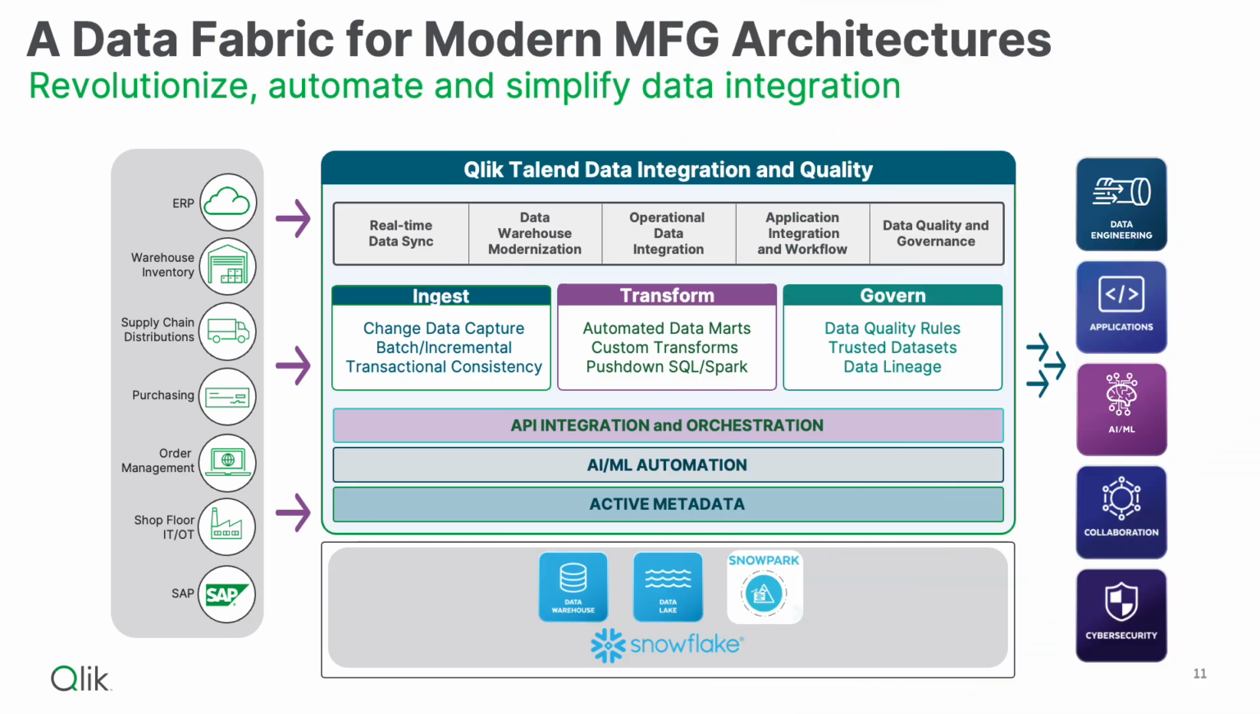Thanks, Tim. Let's go ahead and dive down a little bit on what a data fabric for a modern manufacturing architecture will look like. So what we can see here is an overall and somewhat simplification of some of the capabilities that Qlik offers along with Snowflake, getting all types of data on the left-hand side, whether it's from SAP directly or shop floor, order management, supply chains, warehouse inventories.